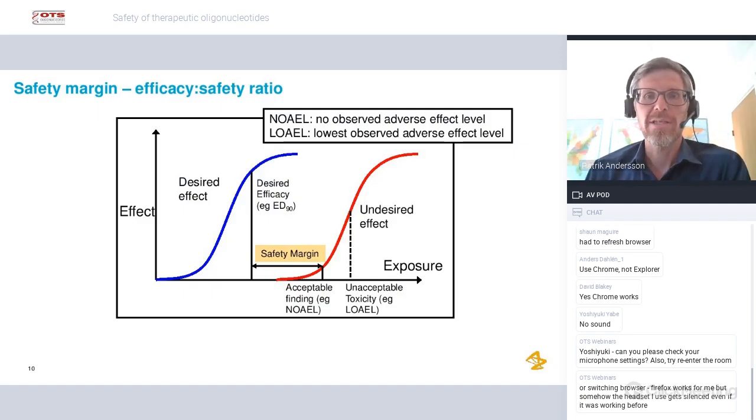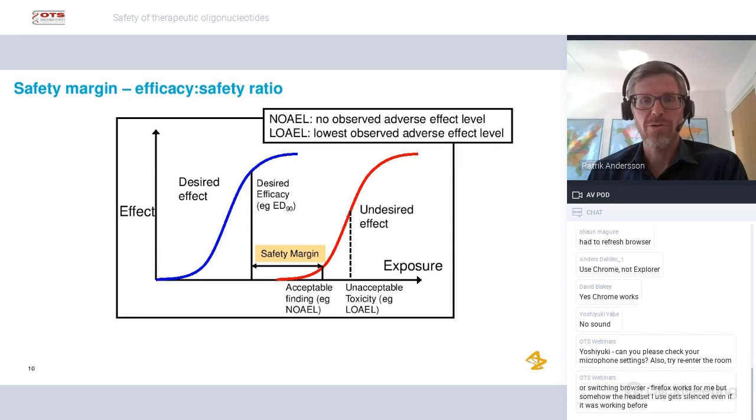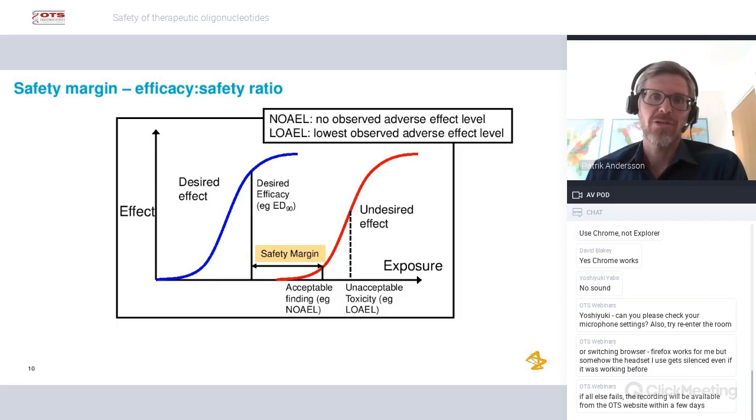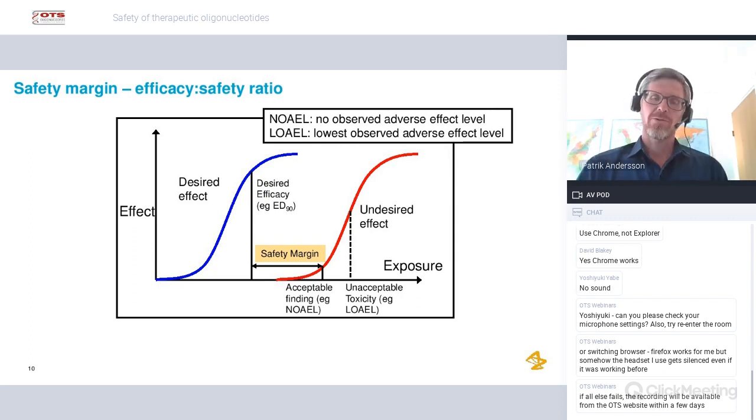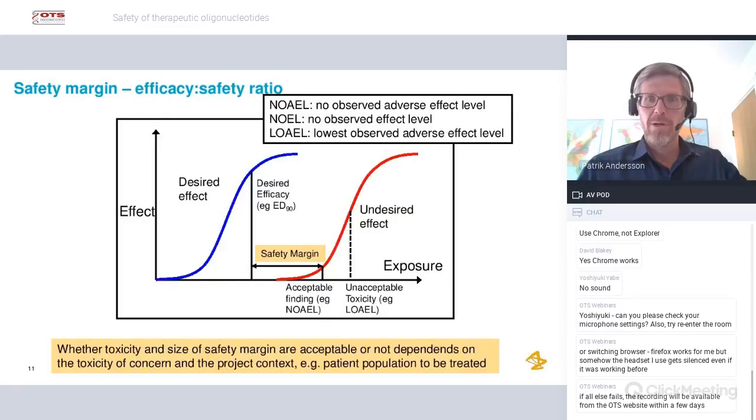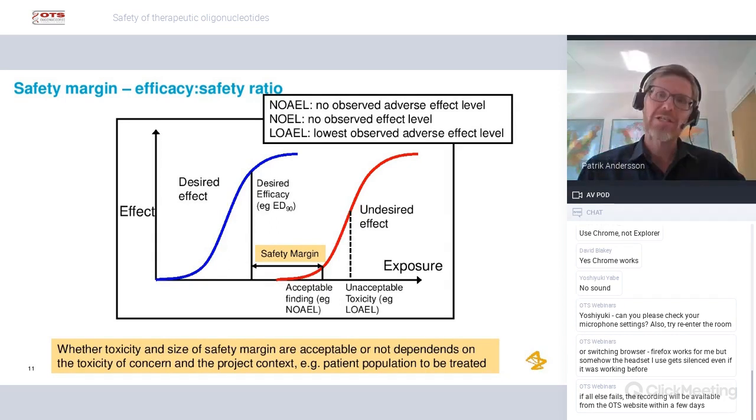And the ratio between the exposure at the dose of the acceptable findings and the desired exposure where you see the desired efficacy constitutes the safety margin. So you really need to think about it: you should have a free dose level in your tox studies, and it's to the free dose level that you count your safety margins. However, these are just symbolic curves here, and there could be a lot of different undesired effects hidden here.